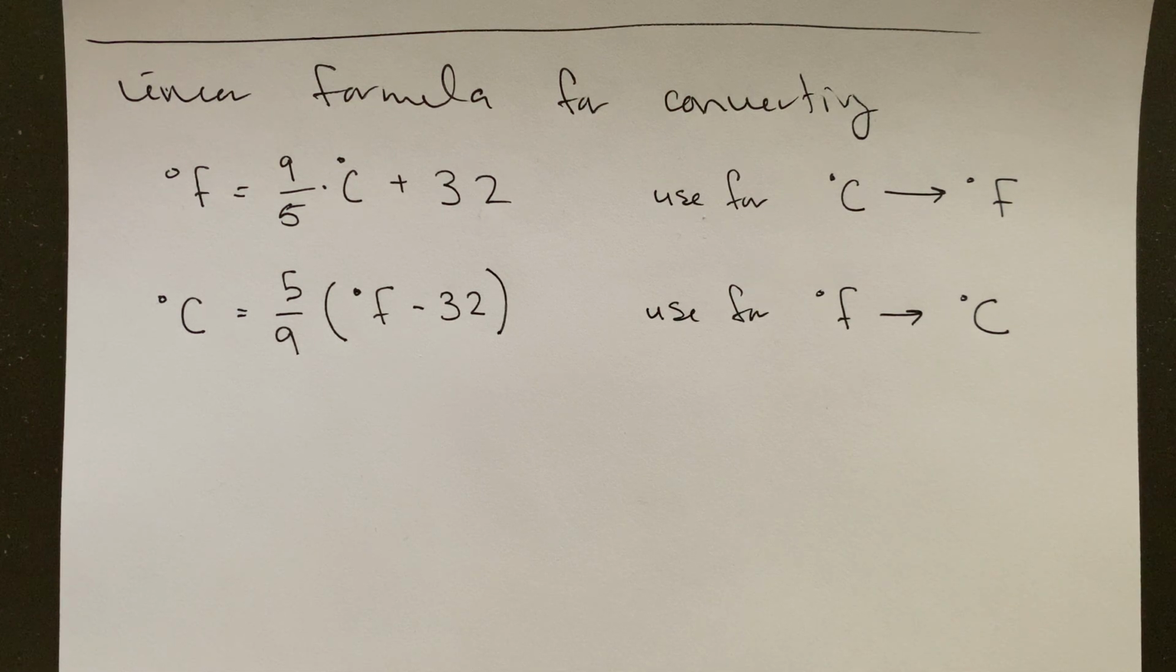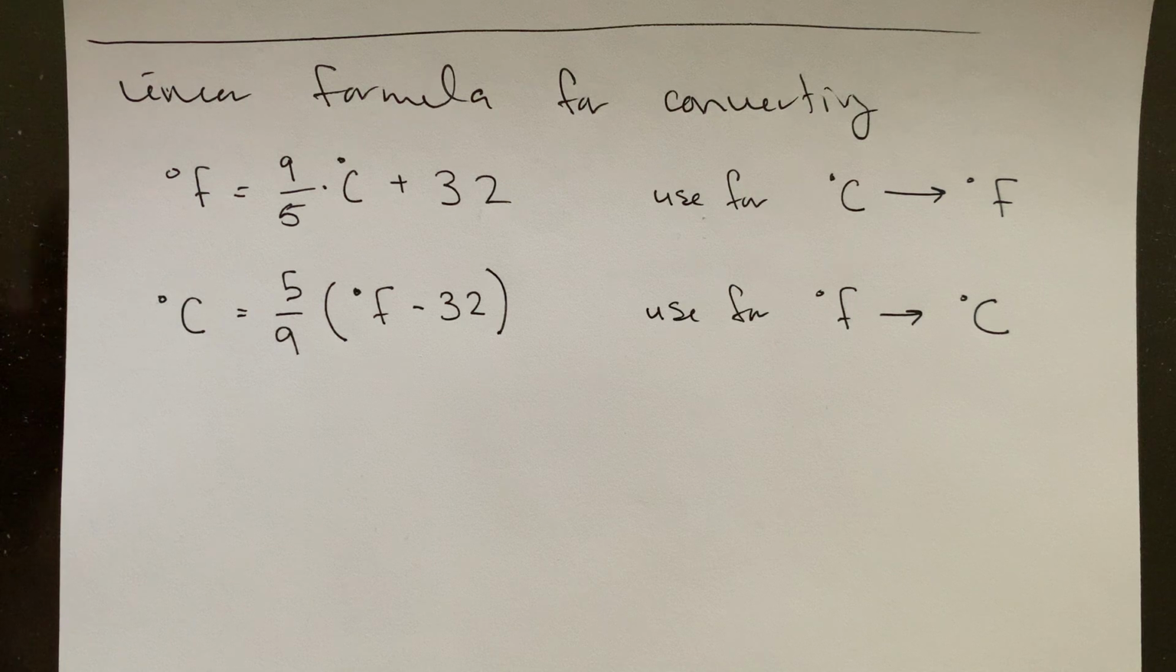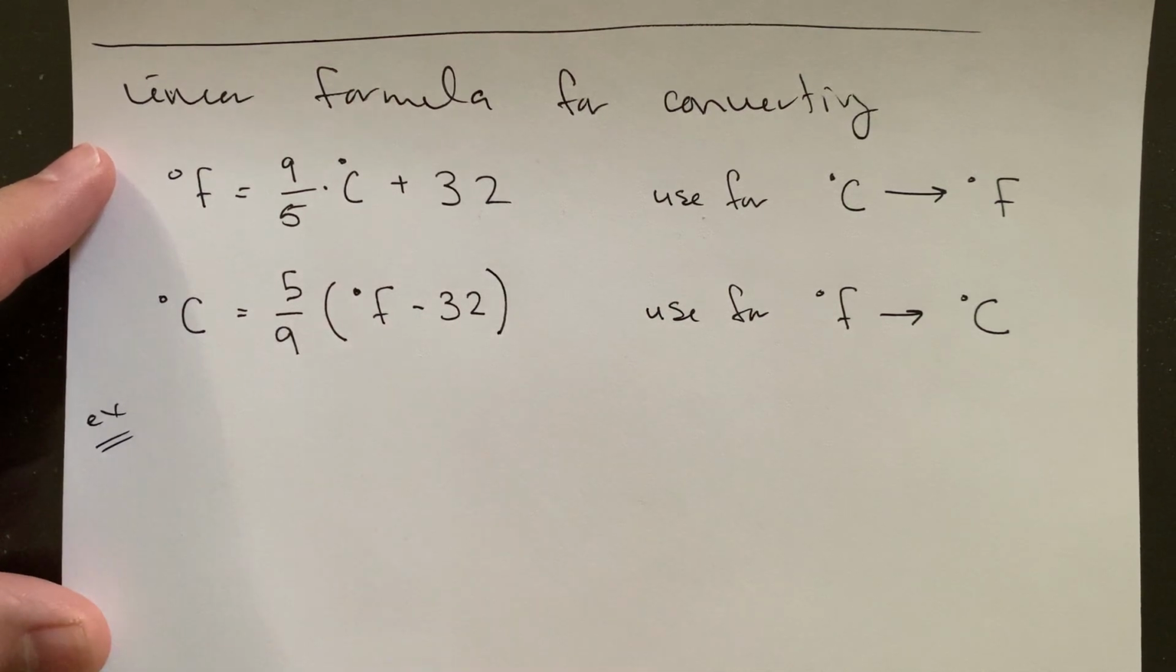So you could imagine setting these up, starting with this and algebraically subtracting 32 and dividing by 9/5 to solve for Celsius. That would be kind of how it goes. We'll just run a couple quick examples here.